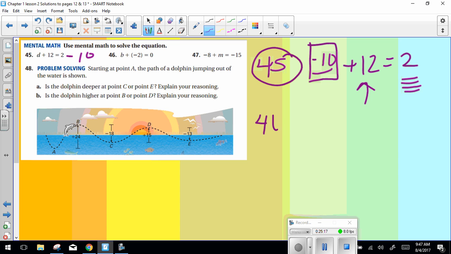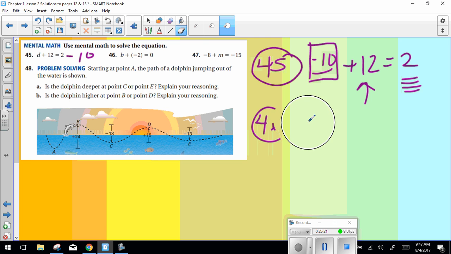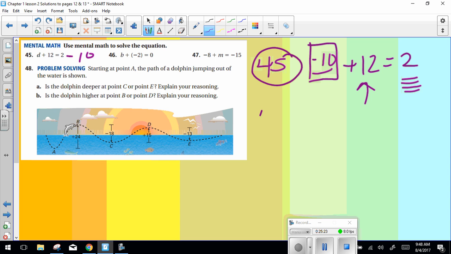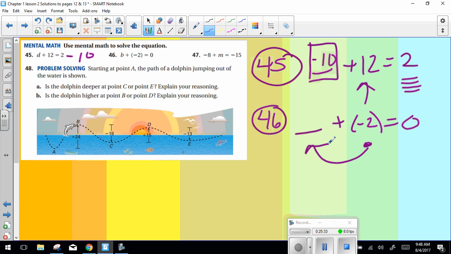For 46, let's do this. For 46, we have a number plus negative 2 is equal to 0. So what do you know about a number plus another number equals 0? This number has to be what to that number? And hopefully you're saying inverses, opposites. So this number needs to be 2. So our answer here is 2.